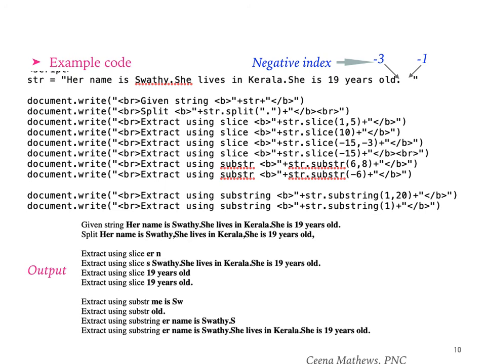Substring uses start and end as 1 and 20. It will start from position 1 and end at index 20, and you can see the output. In this next example, I have used only the start position, no end position is specified, so it starts at 1 and displays the characters up to the end of the string.